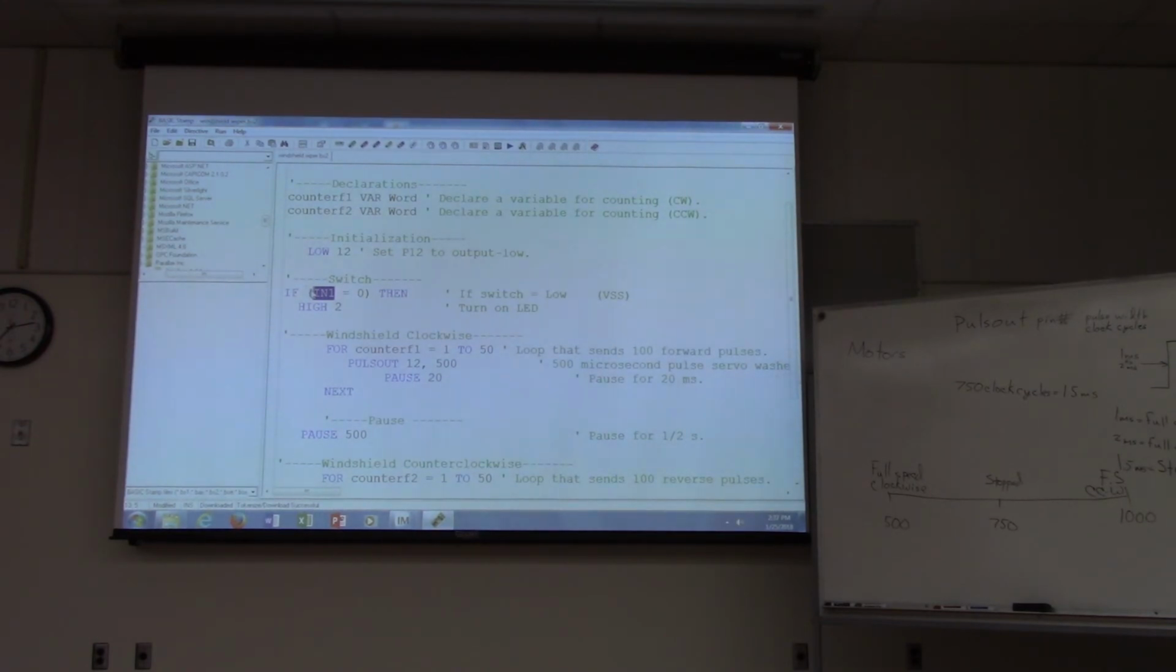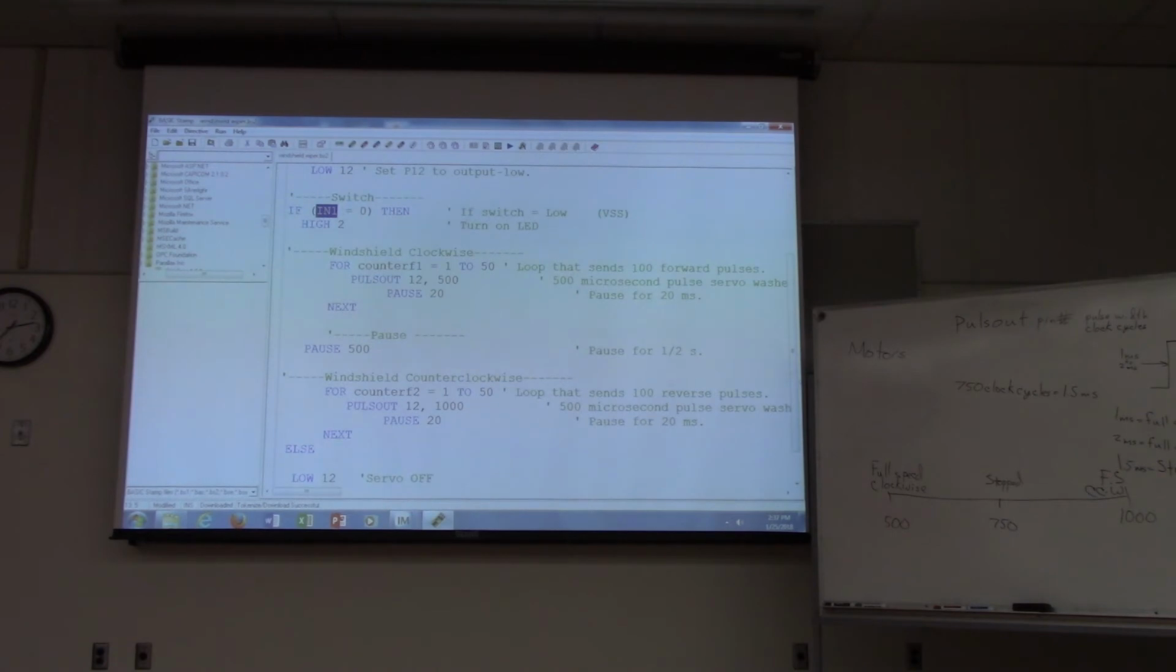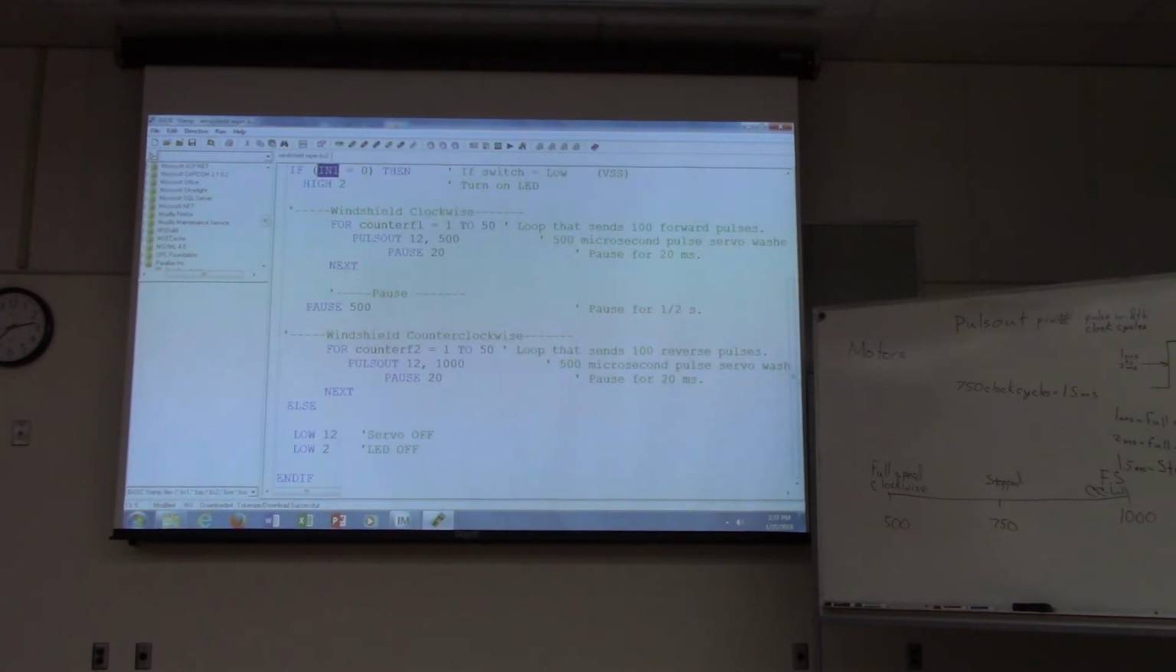The statement says if in1 equals 0, then do all of this stuff. So in1 equals 0 means that you have a low voltage there. So it's saying if you have a low voltage, then do all of this stuff. Make the windshield wipers run.